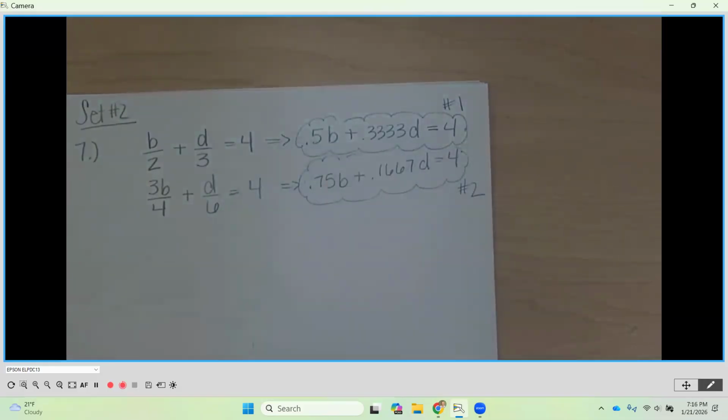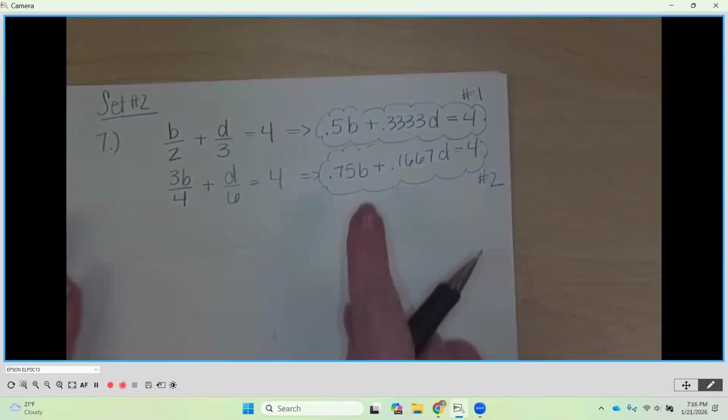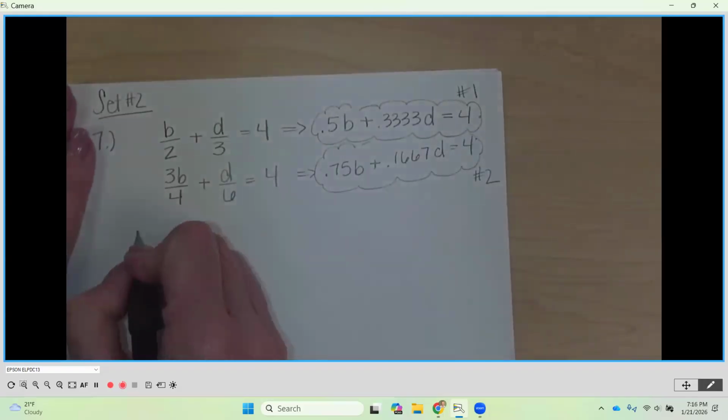So I've got my two equations. The first step is to pick one of those equations to solve for one of the variables in terms of the other. I'm going to pick number one just because. You could pick number two if you wanted to. There is no right or wrong answer of which one you start with. So I'm going to start with number one.